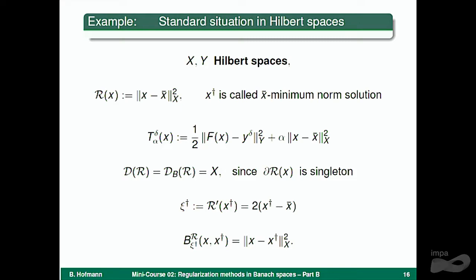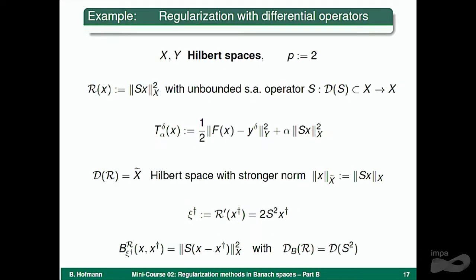This is a singleton. This subgradient is nothing but such a Gateau derivative which exists here and has this special nice form. And the Bregman distance is nothing but the norm squared. So all the things work. You have a compatibility here with the old theory and with the general theory of Banach spaces.